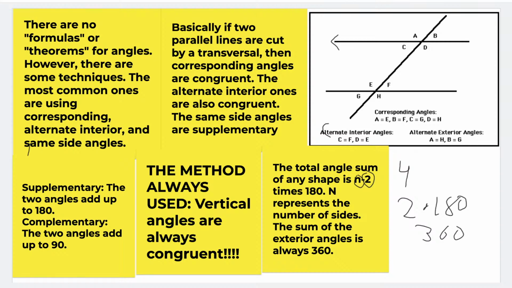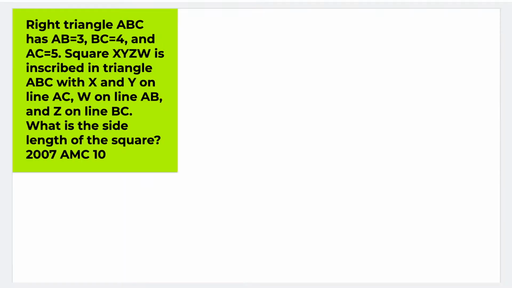So now let's do some problems. Right triangle ABC has AB equals 3 and BC equals 4 and AC equals 5. Square XYZW is inscribed in triangle ABC with X and Y on line AC and W on line AB and Z on line BC. What is the side length of the square?